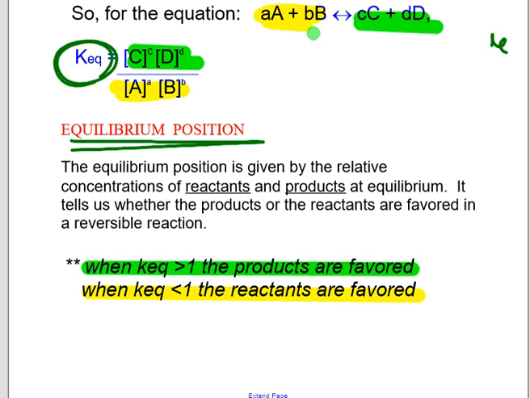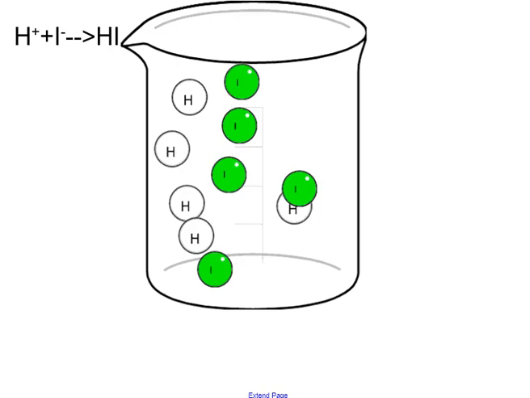Knowing whether or not an equilibrium sets up right away as soon as a little bit of products are made, or doesn't set up until you have a lot of products, allows us to make decisions about how to manipulate that chemical reaction to get the results that we desire. Consider again a version of the hydrogen iodide reaction. In this reaction, I have hydrogen ions and iodide ions reacting to make hydrogen iodide.